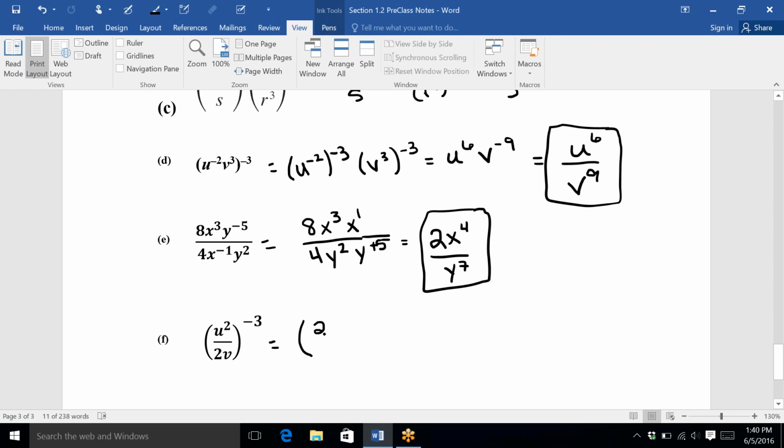So if I flip everything inside without changing any values, that says that I've flipped the entire fraction. So now that that happens, this -3 would become a +3. So that is one way you can try to get rid of that negative on the outside really quickly. Then I'm just cubing everything. So this is 2 to the third, v to the third, over u squared to the third. So that would be 8v to the third over u to the 2 times 3, which is 6.